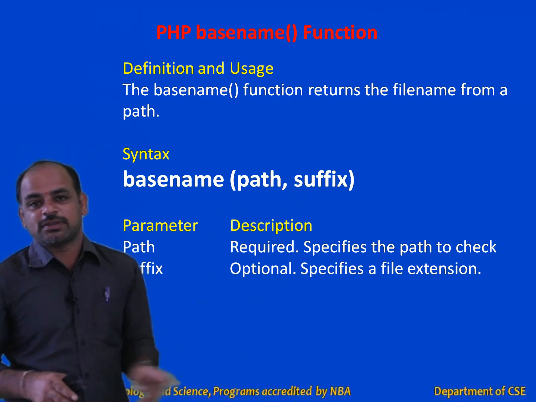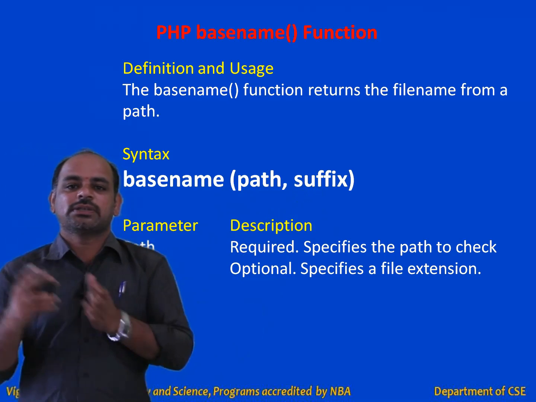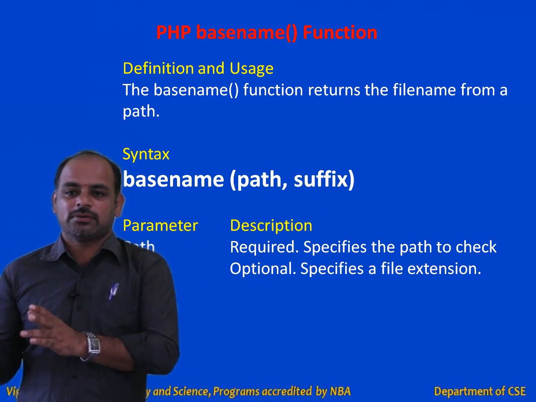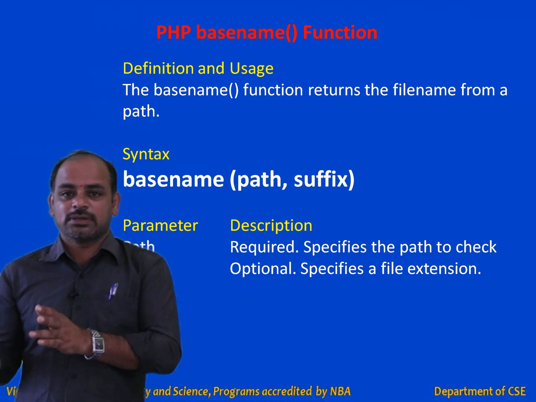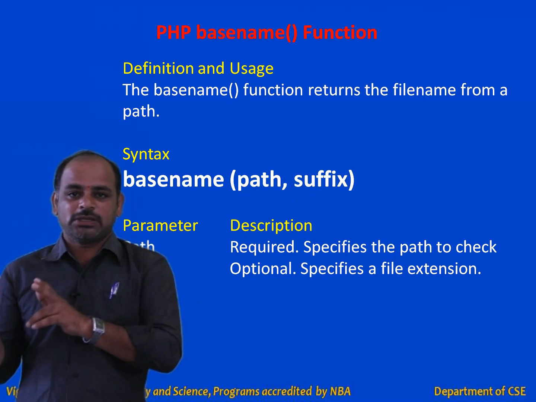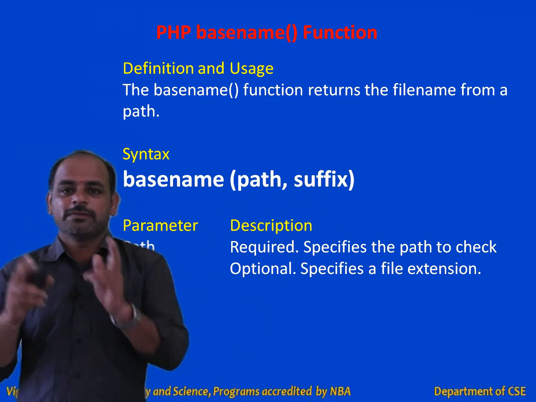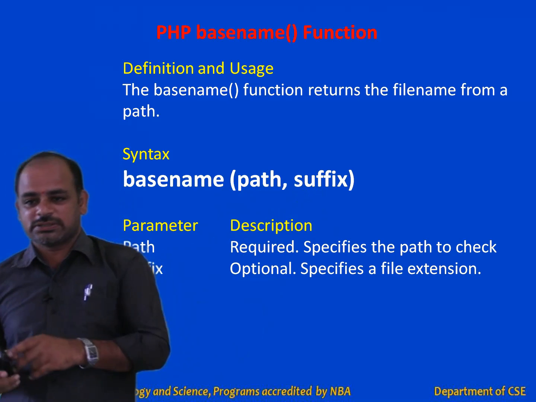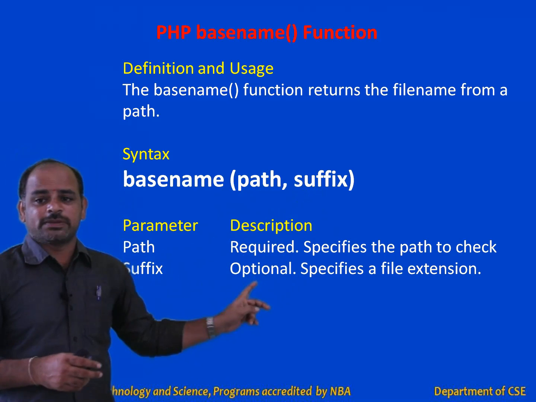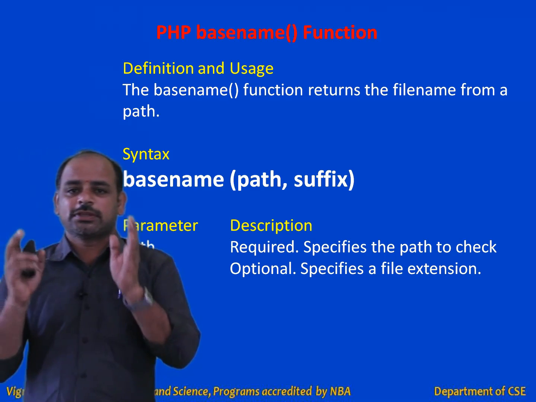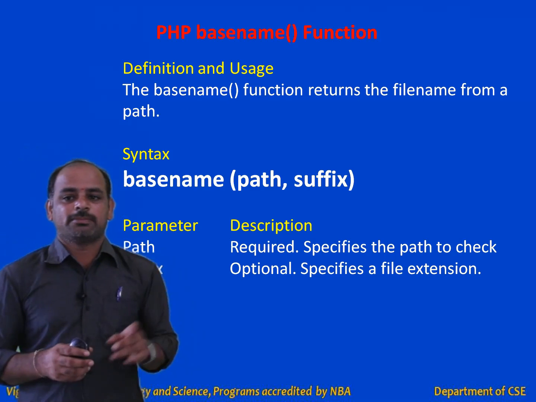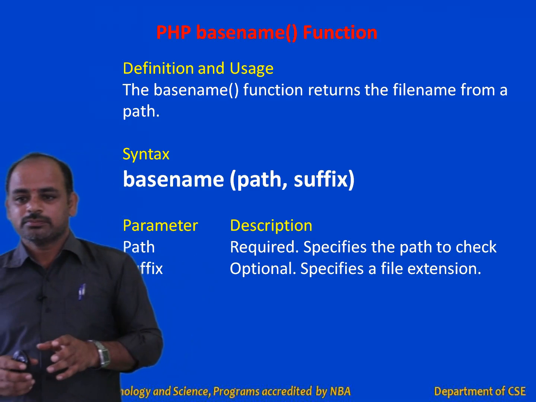Another one is the suffix. Suffix is nothing but the extension, whether it is a .php file, .c file, .java file, or .txt file. If it is a text file, you give the suffix as .txt. If it is a PHP file, you give .php. If it is a C file, you give the suffix as .c. The first one is a required parameter, and suffix is an optional parameter. You may or may not specify the suffix; it is not mandatory, but the path must be given.